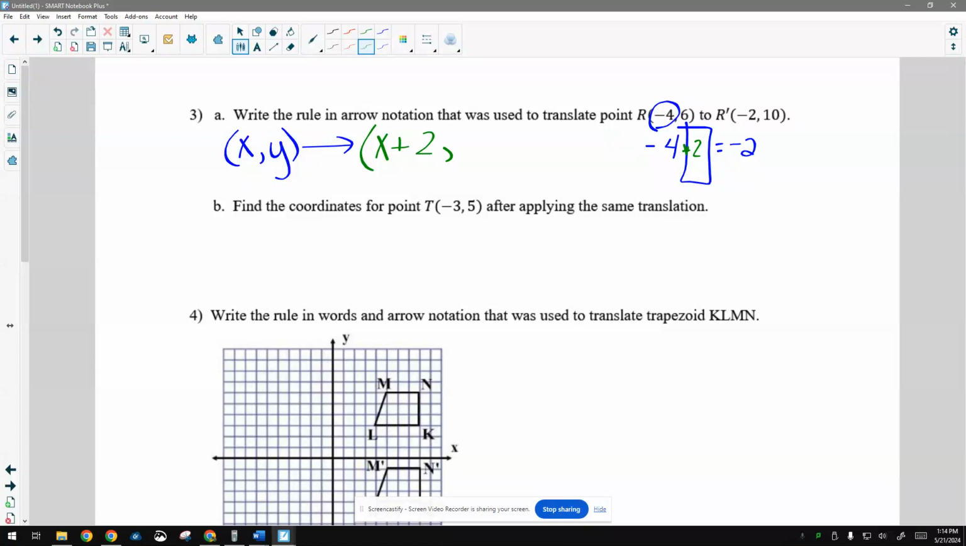All right. Now let's do the Y. I'm starting at 6. I want to end up at 10. What am I doing to 6 to get 10? AJ? Adding 4. So Y plus 4. This whole thing, arrow notation, the whole thing. Okay?